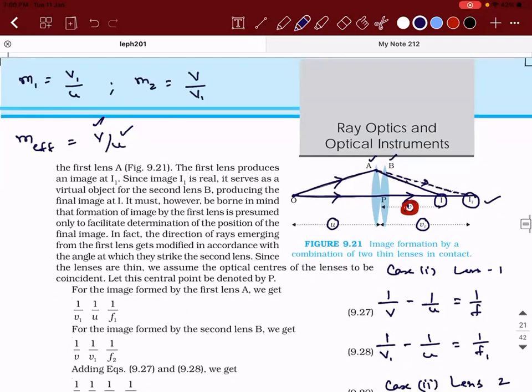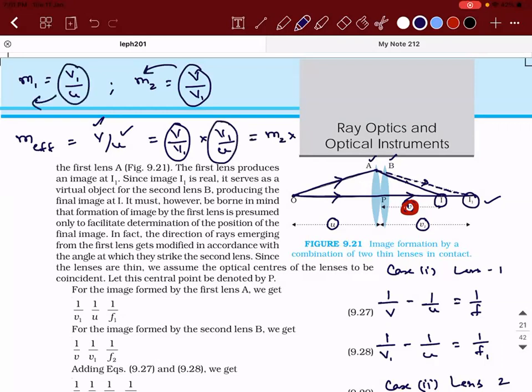So can I write this as V by V1 into V1 by U? So what is V divided by V1? V divided by V1 is M2, into V1 by U. V1 by U is M1.